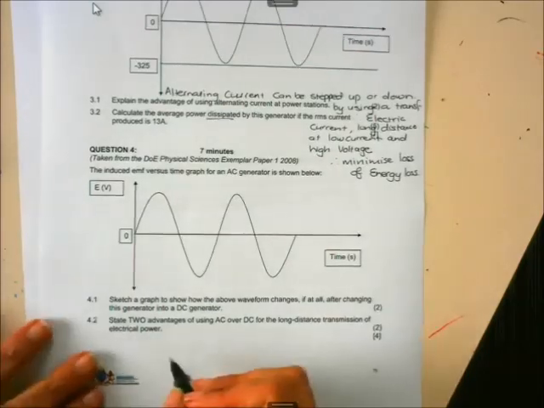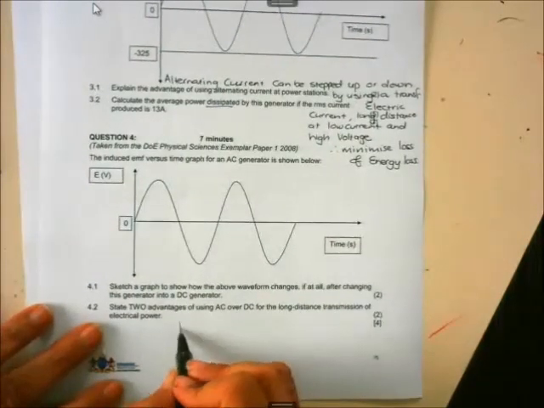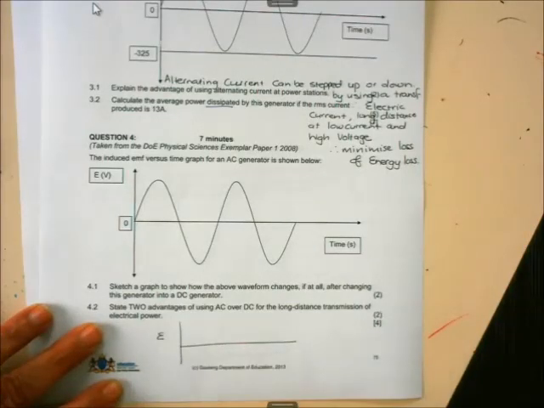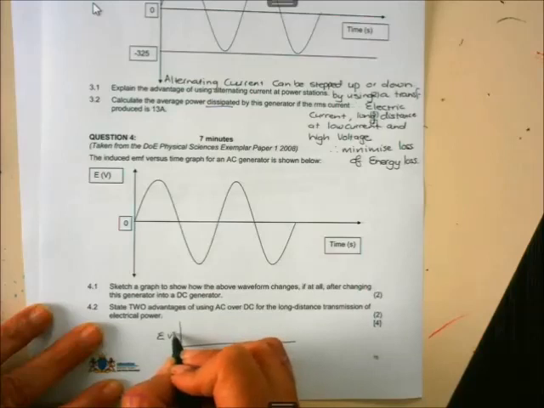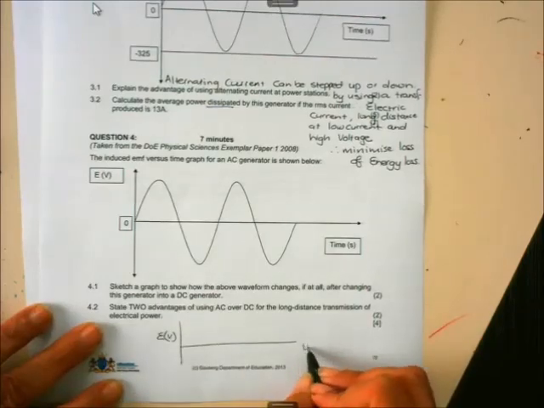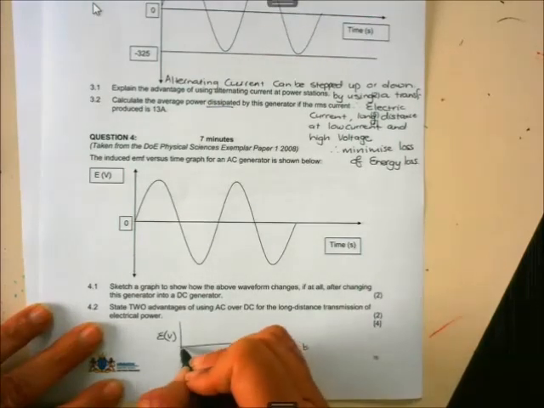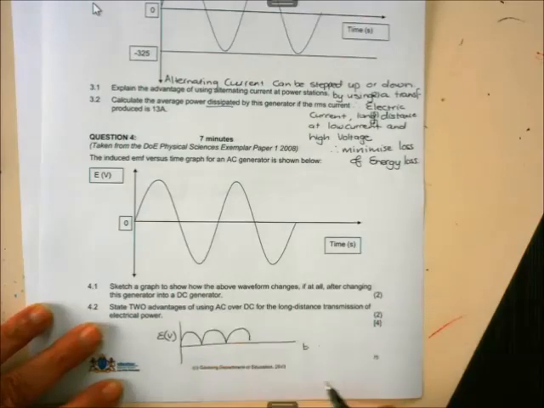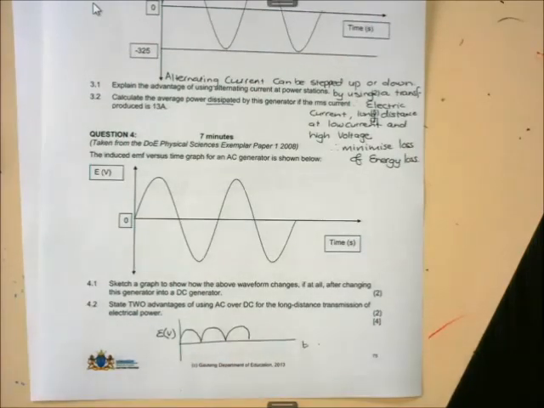generator, my graph, I'm just going to draw it here so you can see, I will still have my E and my induced current, which is volts. I will still have my time, and all that will happen now is my graph would look like that. You got that? So my graph would just look like that. Right, next question now.